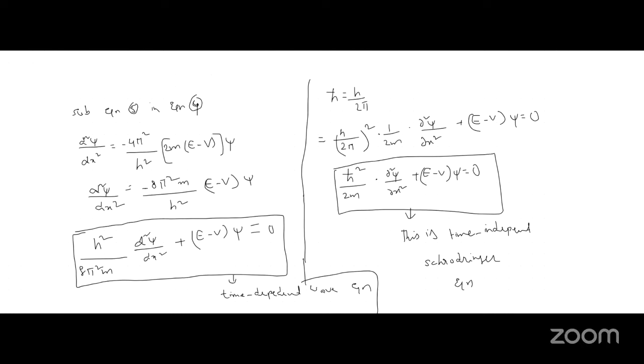The final equation is (ħ²/2m)(∂²ψ/∂x²) + (E − V)ψ = 0. This is the Schrodinger time independent equation. In the same way, now we will see the Schrodinger time dependent equation.